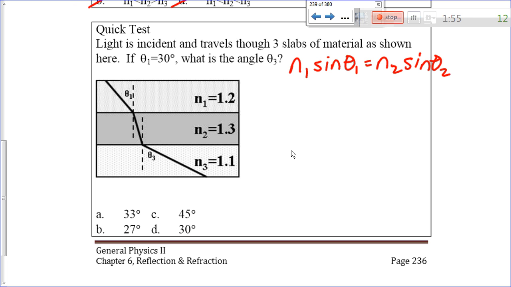About 10 more seconds. I'll go to 210, 210.